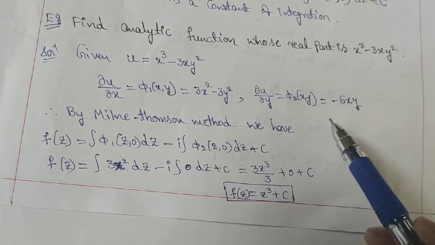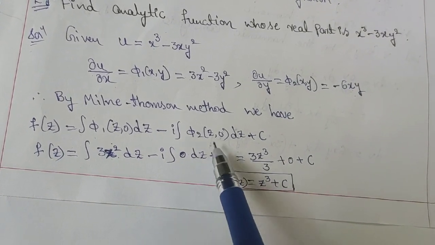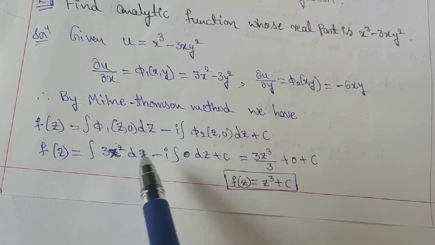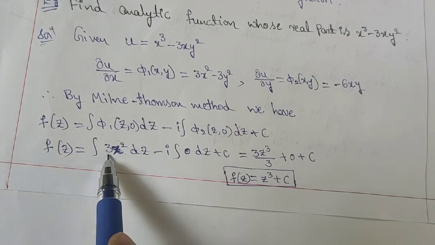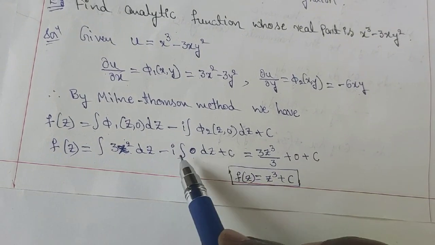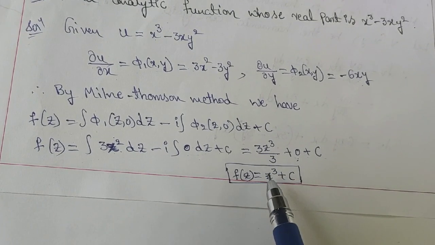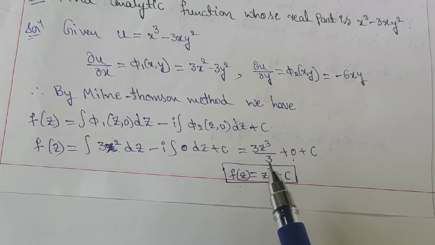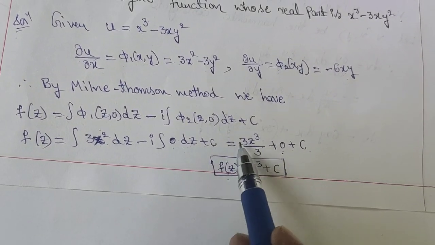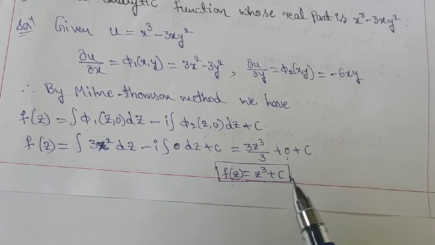If I replace y by 0, I get the whole term as 0. So phi 2 of (z, 0) is 0, dz plus c. Then the integration of 3z square is 3 times z cube by 3, plus this term which is 0, plus c. Finally we get the required analytic function: f(z) equals, here the 3 gets cancelled, z cube plus c. Z cube plus c is the required analytic function.